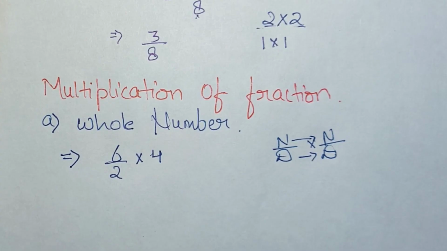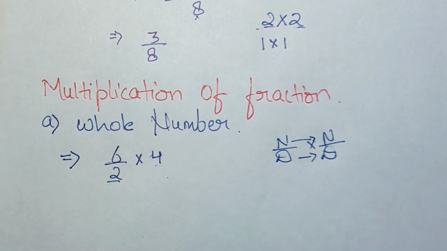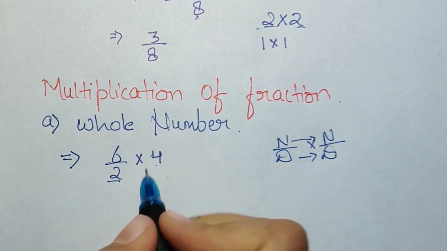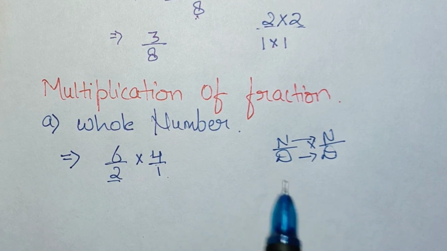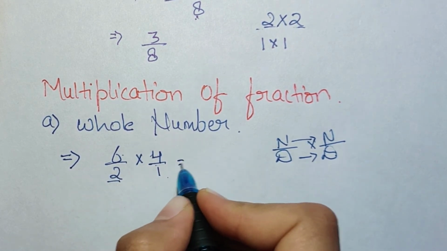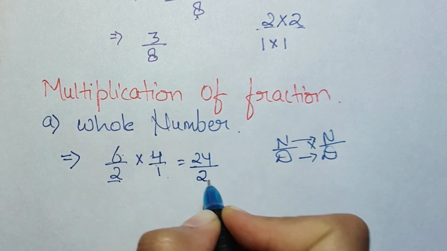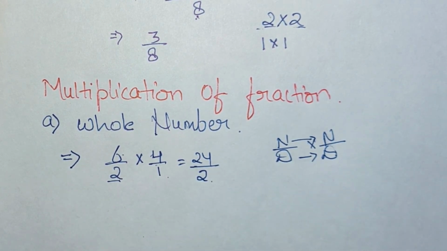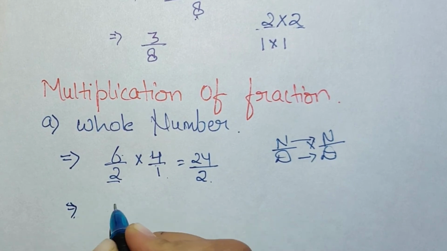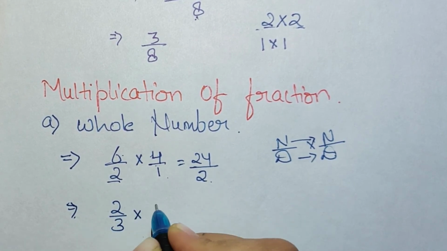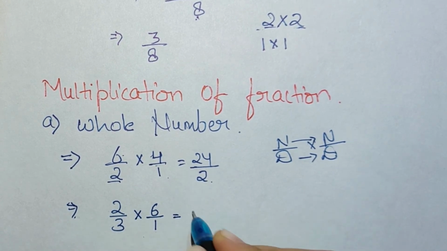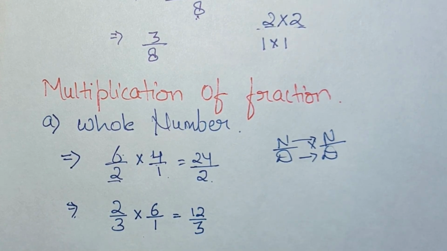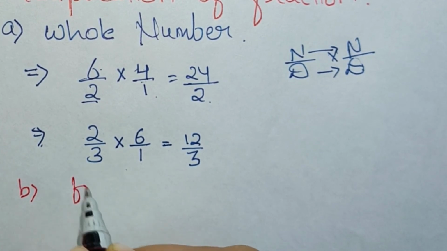But now what in this case? Here one is fraction and other is whole number. To make it easier, we put 1 as denominator in the whole numbers and we multiply it. Now 6 4s are 24 and 2 1s are 2. 24 upon 2. Let us take one more example. 2 upon 3 multiplied by 6. We'll put 1 as denominator. Now 6 2s are 12. 3 1s are 3.